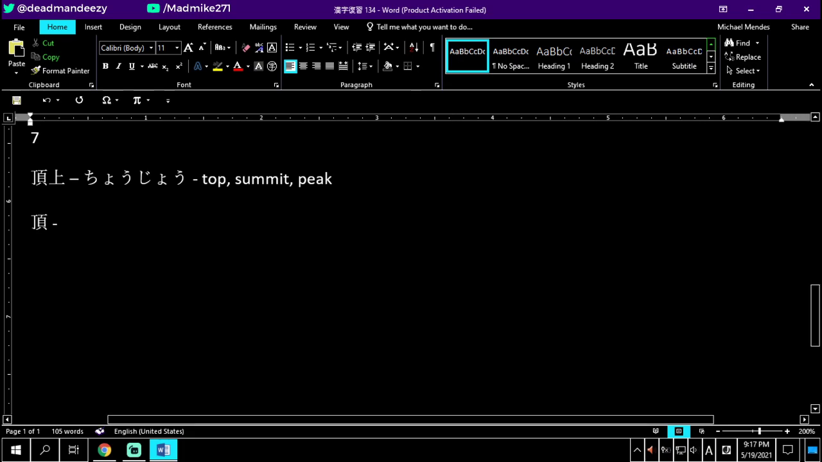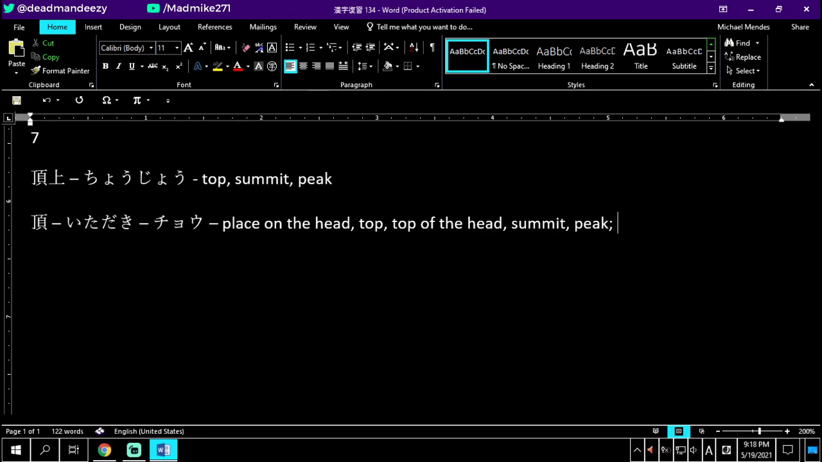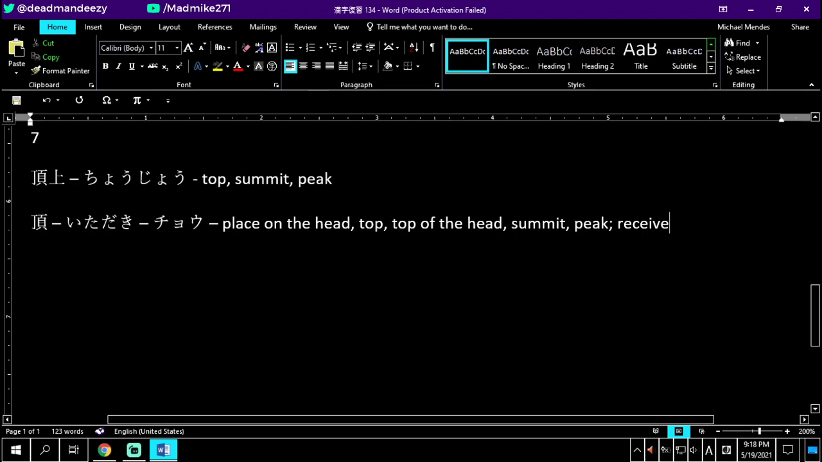Chojo no cho, which is kunyomi itadaki. Cho, as seen in the word today. Chojo no cho, which is a place on the head. Top of the head, summit, or the peak. It can also mean to receive something. This is, again, another one where this right kanji is really just kind of subordinate to the left one, which is a place on the head. The tool of the big shell.